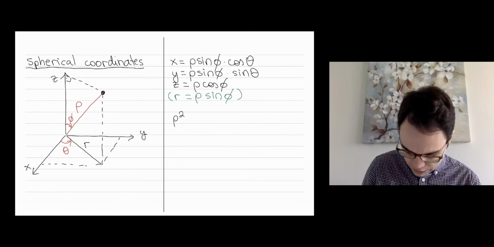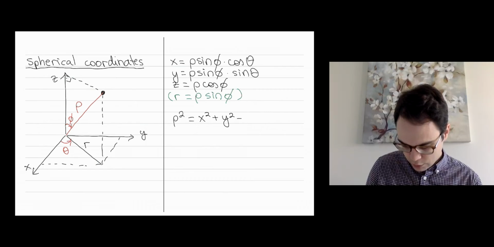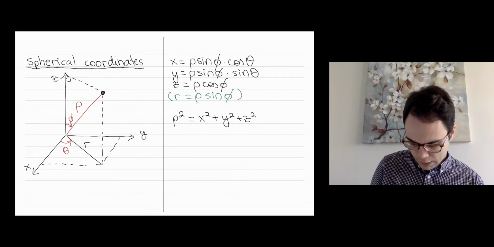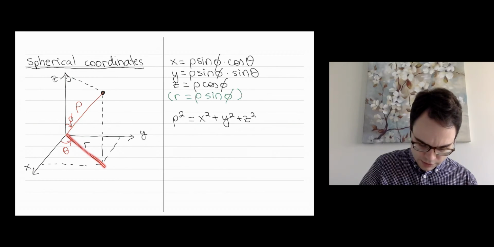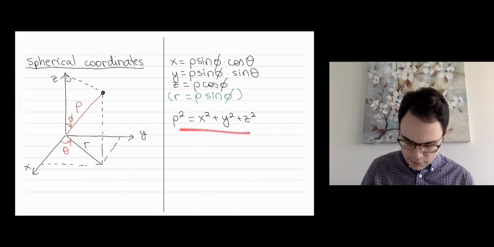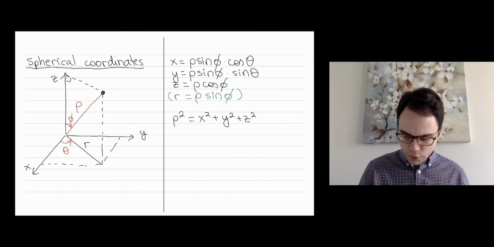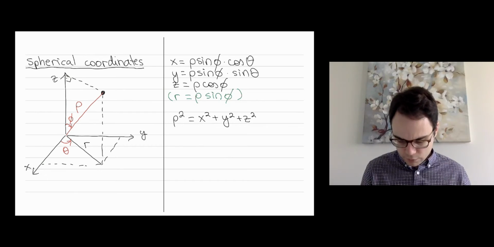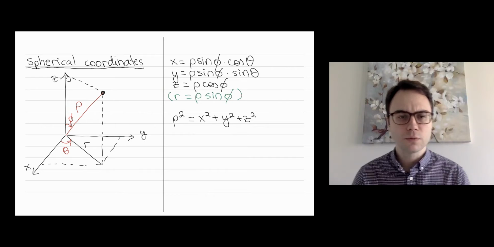and theta. For example, rho squared is just equal to x squared plus y squared plus z squared by Pythagoras' theorem twice. Right. So this length squared is equal to this squared plus that squared by Pythagoras. And this is x squared plus y squared by Pythagoras again. So we get this. And with a little bit of work, you can also get formulas for phi and theta in terms of x, y, and z. But I won't dwell on that now.